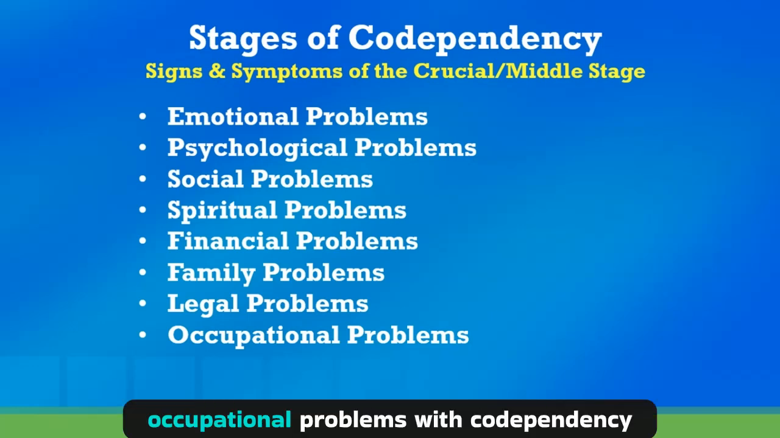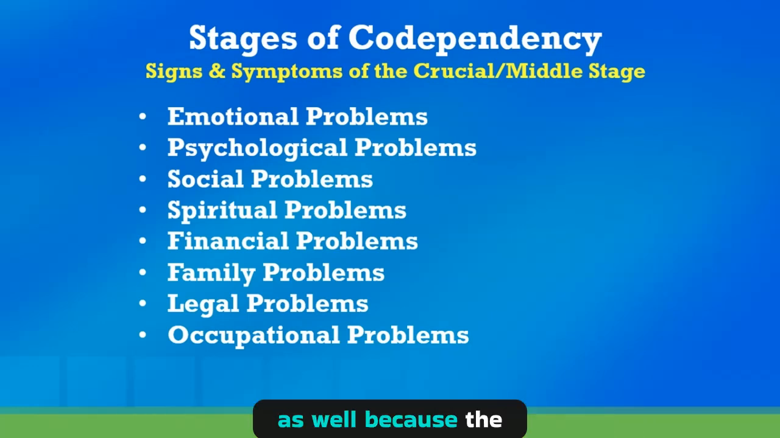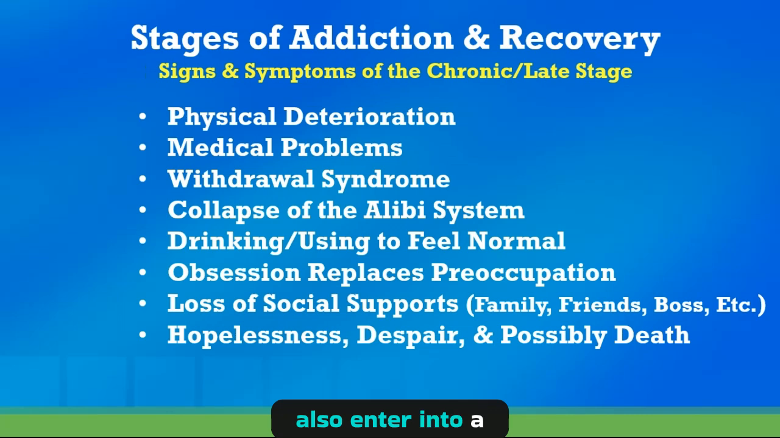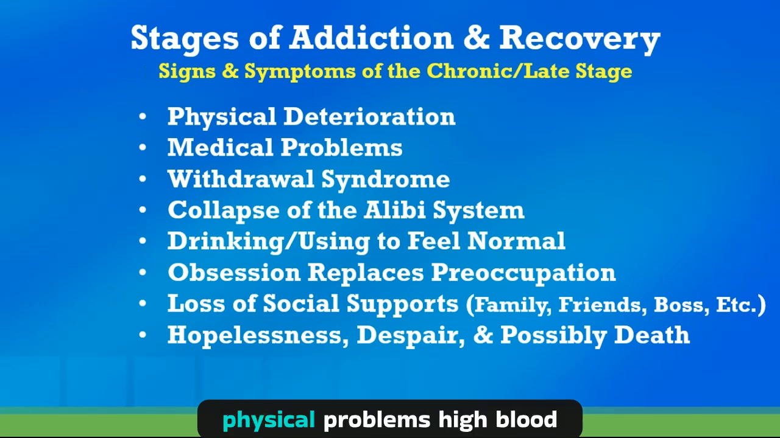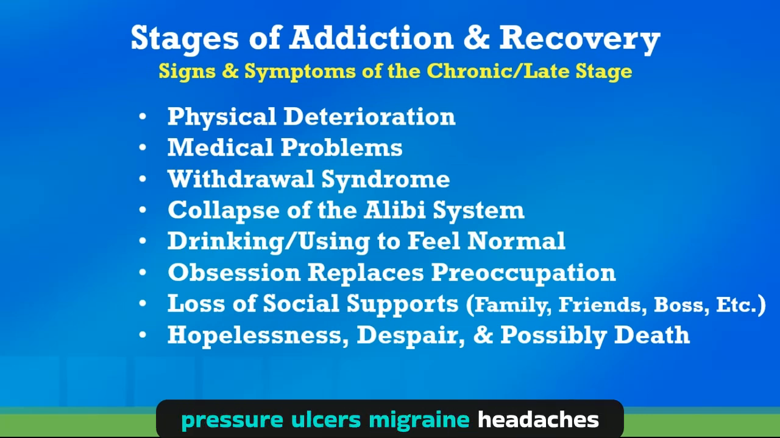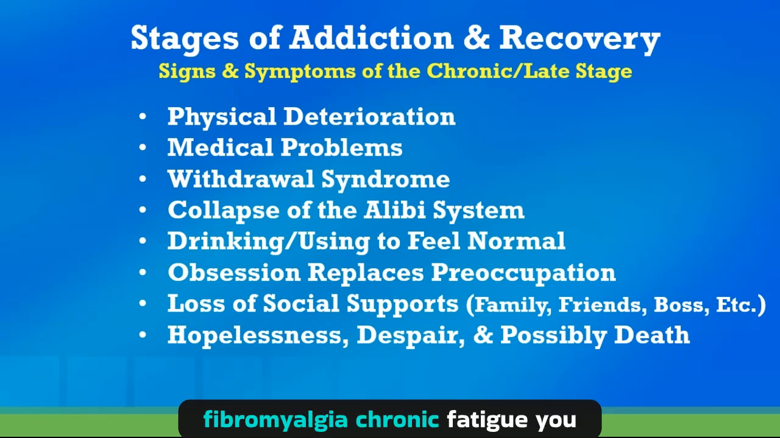And then, of course, there can be occupational problems with codependency as well, because the codependent, being obsessed and caught up with the addiction of the problem person, can arrive late to work, or leave for lunch early, or not be able to perform up to par due to exhaustion or depression or preoccupation. And the codependent can also enter into a late or chronic phase. They begin to have physical problems, high blood pressure, ulcers, migraine headaches, fibromyalgia, chronic fatigue, you name it, all kinds of stress-related disorders.